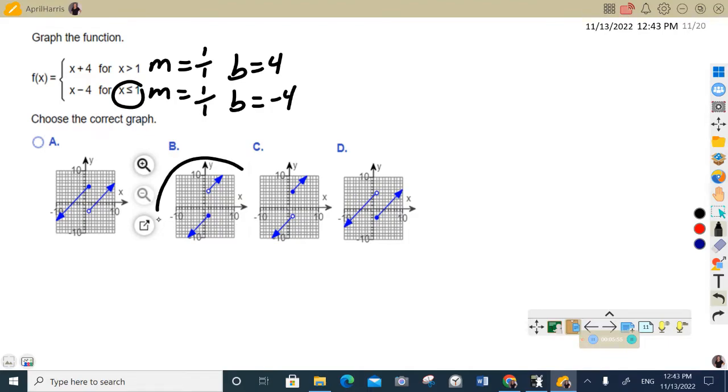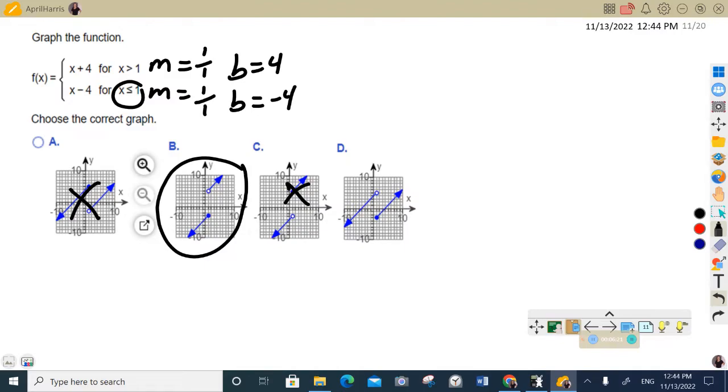So I notice this has an open circle up here, right there, and down there. This one has a closed circle on the x plus 4 line. This one has a closed circle on the x plus 4. Now this one has an open, so we got it down between these two graphs.